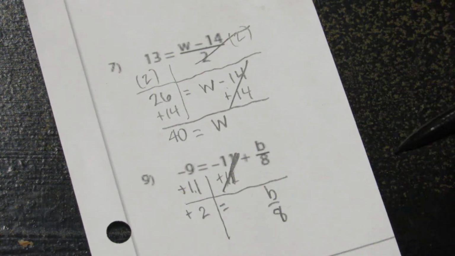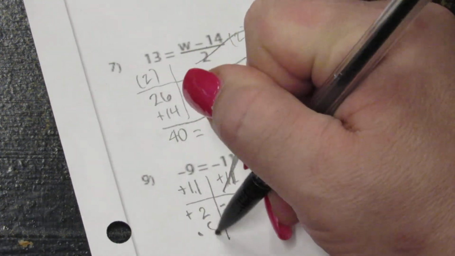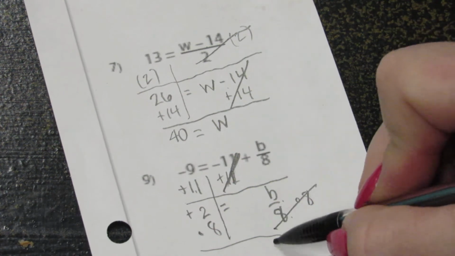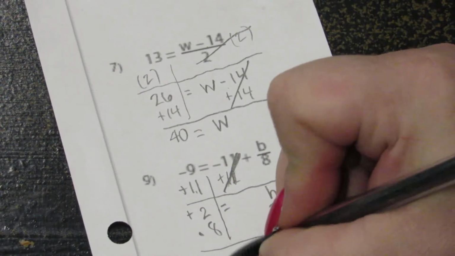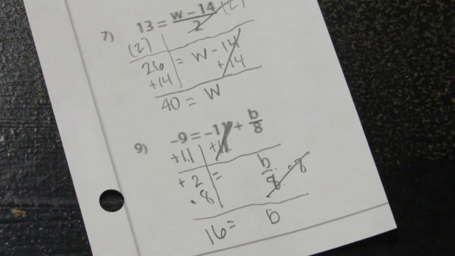B divided by 8. The opposite of dividing by 8 is to times by 8. Times by 8, big fat line. Opposites cancel, so B is equal to 16. 16. Hopefully you can see that.